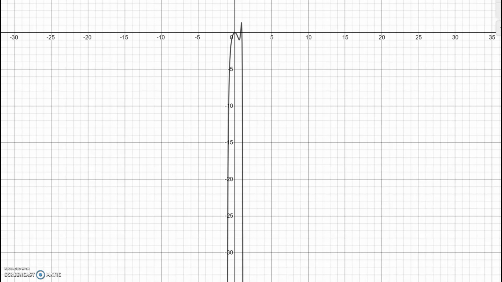Okay, here's a graph of that function. Notice how as x goes to negative infinity and as x goes to positive infinity, your f of x is going down towards negative infinity.